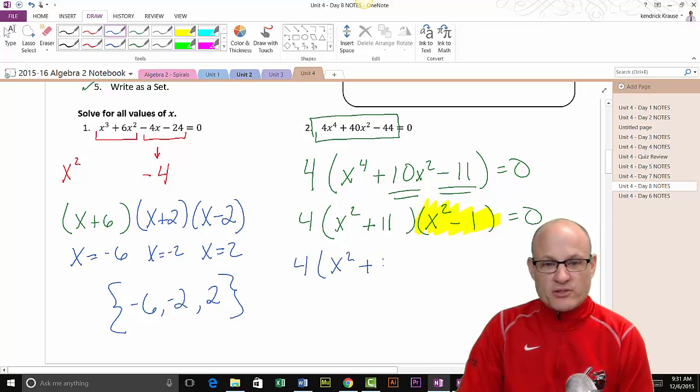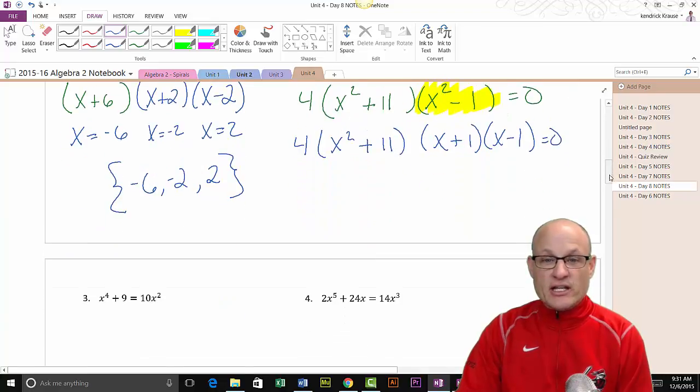This is x squared plus 11. This one is x plus 1, x minus 1 equals 0. Now, only because this one's going to get a little bit crazy, I'm going to show you some steps. So the step here is to say x plus 1 equals 0, subtract 1, and I get x equals negative 1. The step here is x minus 1 equals 0, add 1, I get x equals 1.